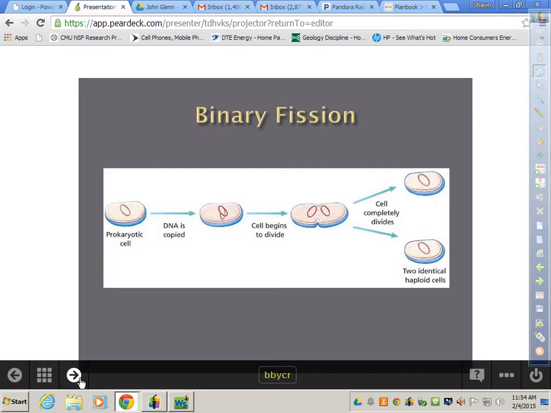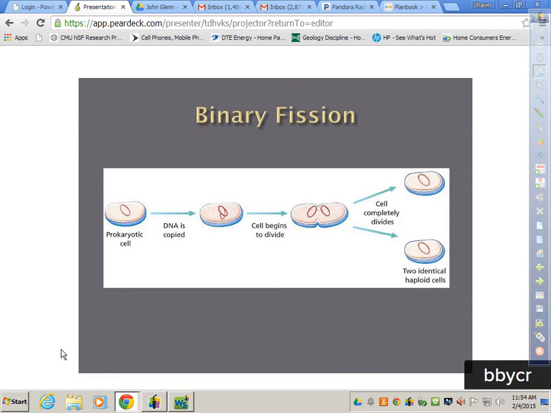Way more efficient than us, but they have a higher degree of error. Why? It doesn't matter, because they're one cell. We make a mistake in dividing our skin cells, we get cancer. Big difference.